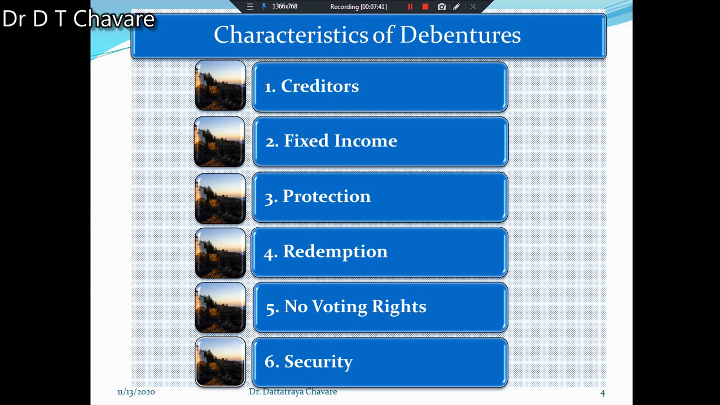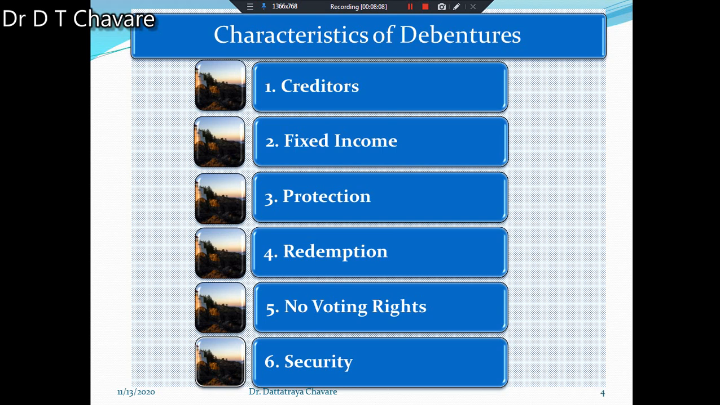Okay, and the last point I would like to explain here, that is the last characteristic of debentures, that is what? Security. Try to understand. Debentures issued by the company are secured debentures. Such debentures have a charge on fixed assets of the issuing company. That's why such type of security is another characteristic of the debentures.